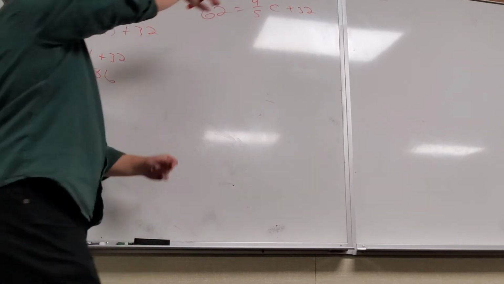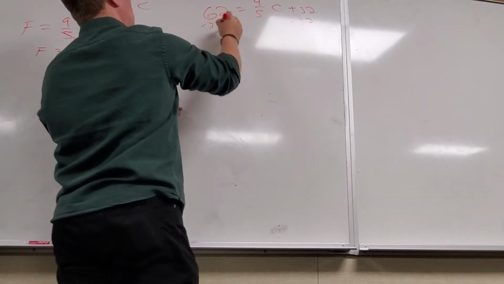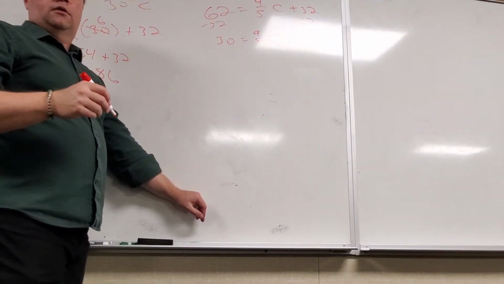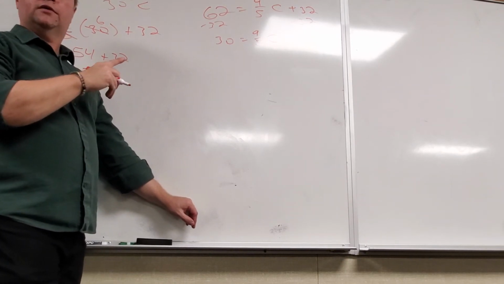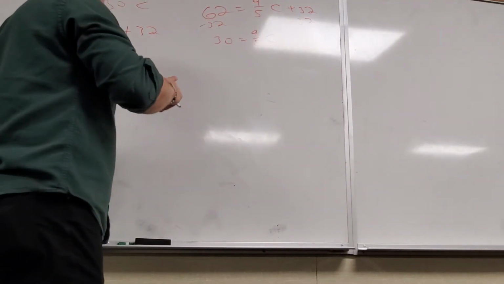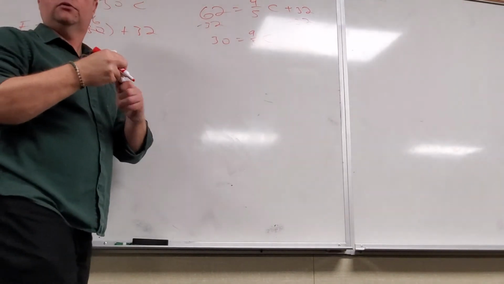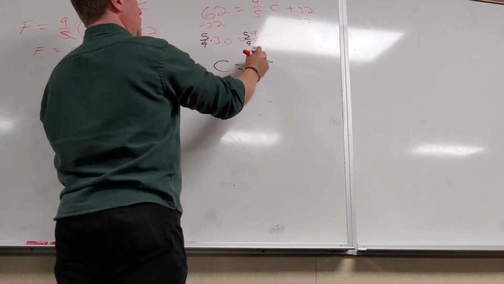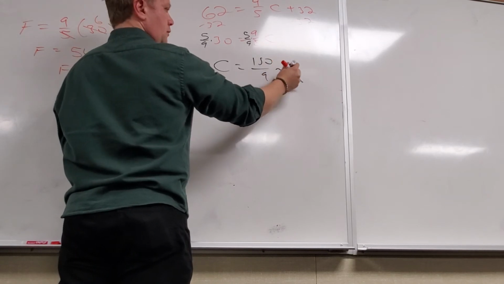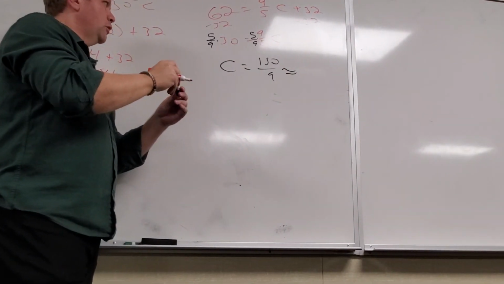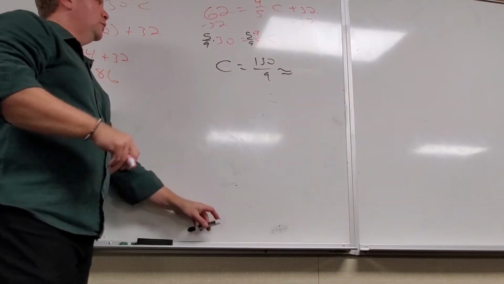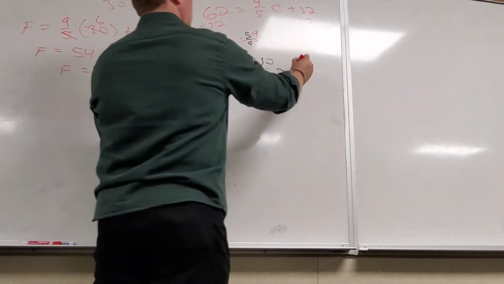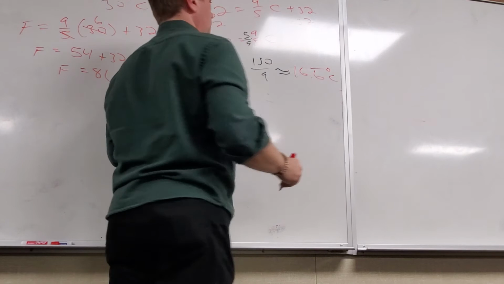And then we know how to solve this, right? You with me? So let's see. Minus 32, minus 32. 30 equals 9/5 C. And then we know how to do this. How do we get C by itself? Multiply by the reciprocal, right? So we get C equals 150 over 9, which is roughly, what would it be, Jeff? 16.666? Is that right? Okay, now stay with me.